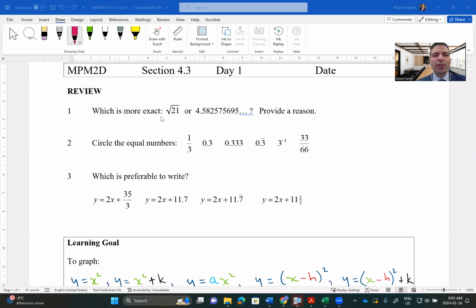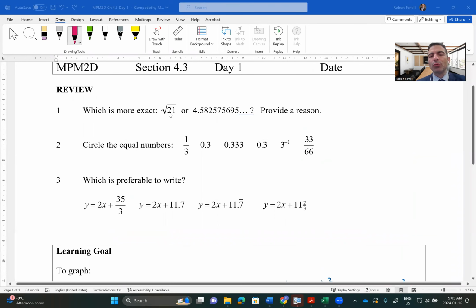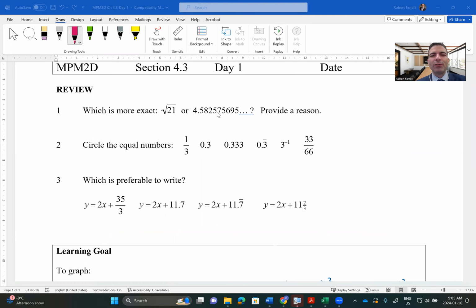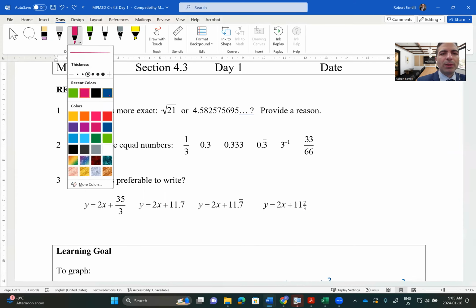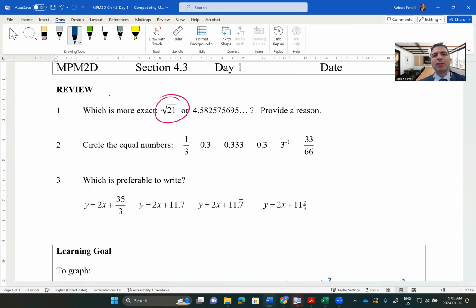Just to get our minds warmed up here: which is more exact, the root of 21 or the never-ending decimal 4.582575695, and continue? Because root 21 is irrational, the more exact answer, the proper answer, would be root 21, because that includes all the decimals to infinity that occur. Whereas if you write the decimal out, at some point you're going to have to round or stop short. So that'll be more approximate.